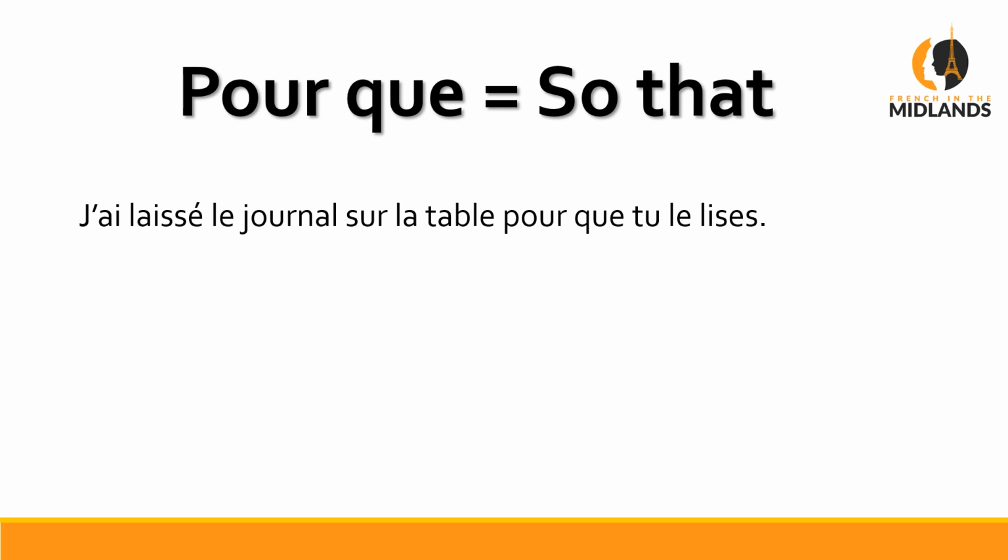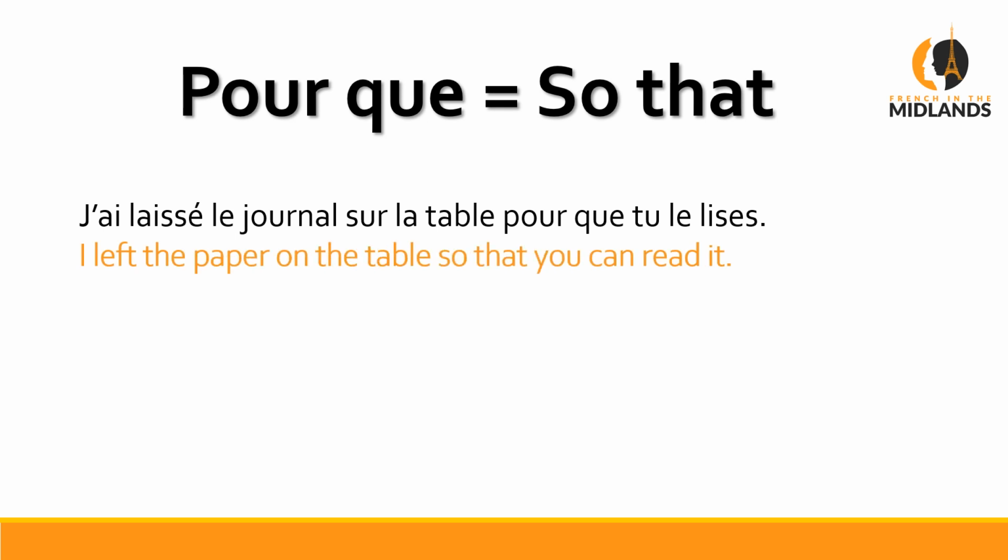J'ai laissé le journal sur la table pour que tu le lises. I left the paper on the table so that you can read it. Of course, in French, there's no can, for starters, so that you read it. And after pour que, you get the subjunctive. Not pour que tu le lis, which is present, but pour que tu le lises, because it's an expression with que.